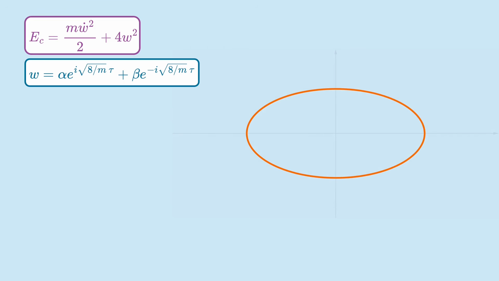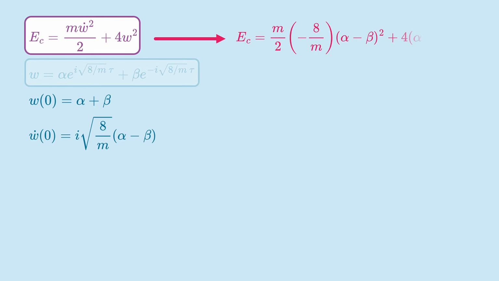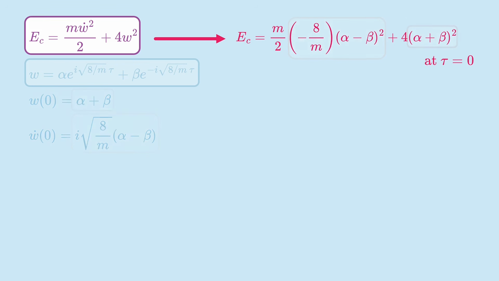We can directly compute EC with this solution of W, but since EC is conserved, we can just compute W and W dot at tau equals 0, which is relatively straightforward. Then, we compute EC at tau equals 0 by substituting these values of W and W dot. With a bit of work, we get 16 alpha beta.